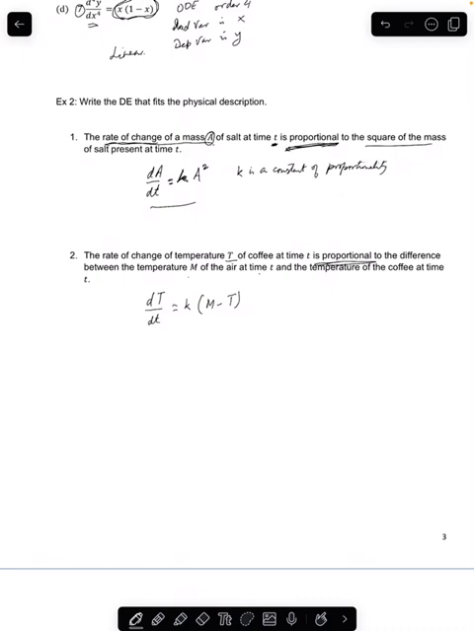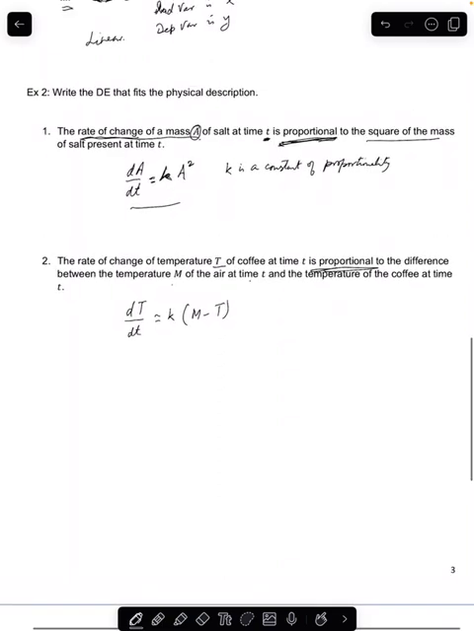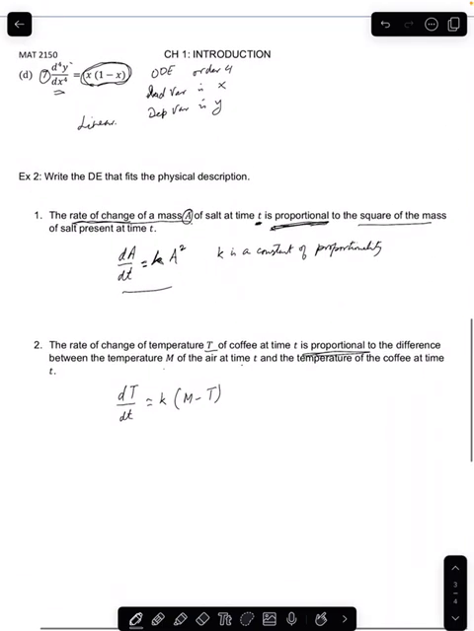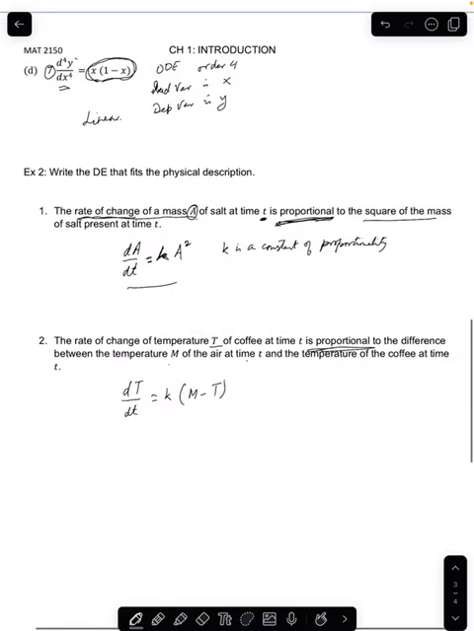Okay, so that's section 1.1. We got familiarized with some notation and some vocabulary, and now we will go to the second section and see what is in there. Okay, see you in the next video.